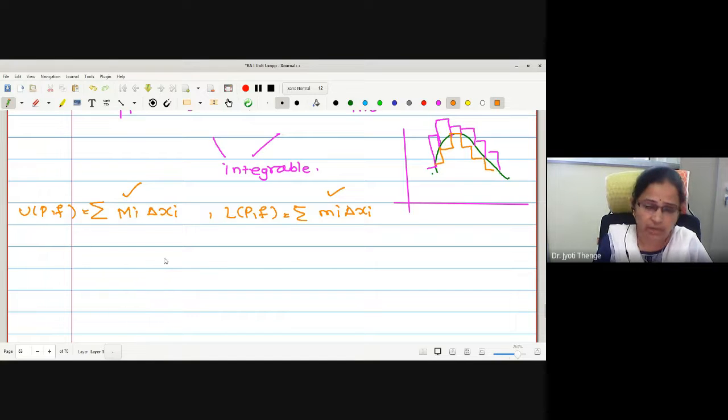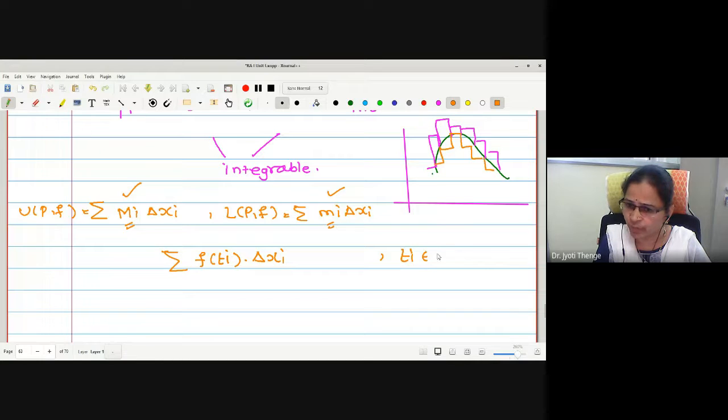Then Riemann thought, what will happen if we replace the suprema and infima by any arbitrary function value, say f of ti into delta xi. What is ti? Ti is any point in the given interval a to b, or you can say ti is any point in the given ith subinterval xi minus 1 to xi. And the summation was taken.